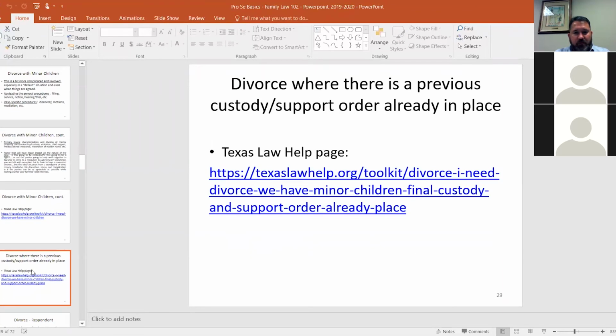So let's kind of move on from divorce. One more thing on divorce. Sometimes people, before they get divorced, they separate, but maybe they don't get divorced for a while. So they do have a court order already in place. They came to the court seeking court orders to govern child support and custody. So there is paperwork for that as well.